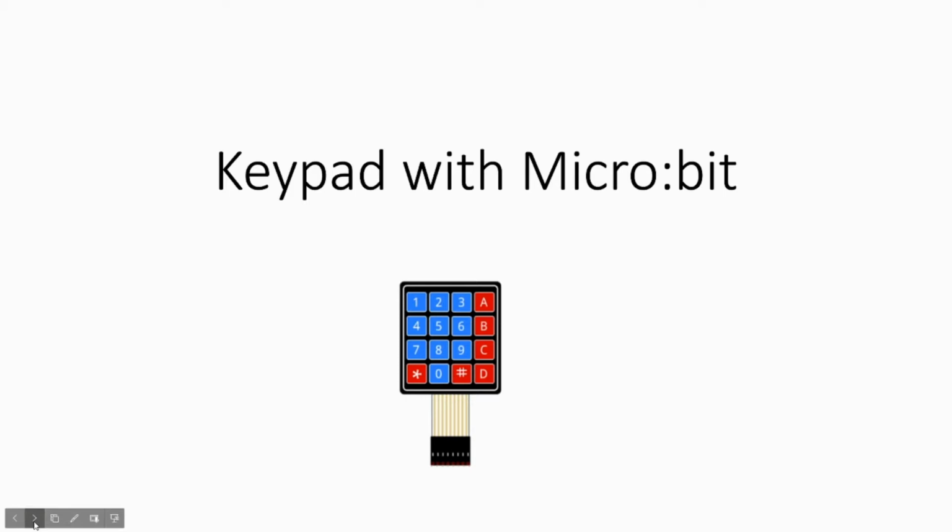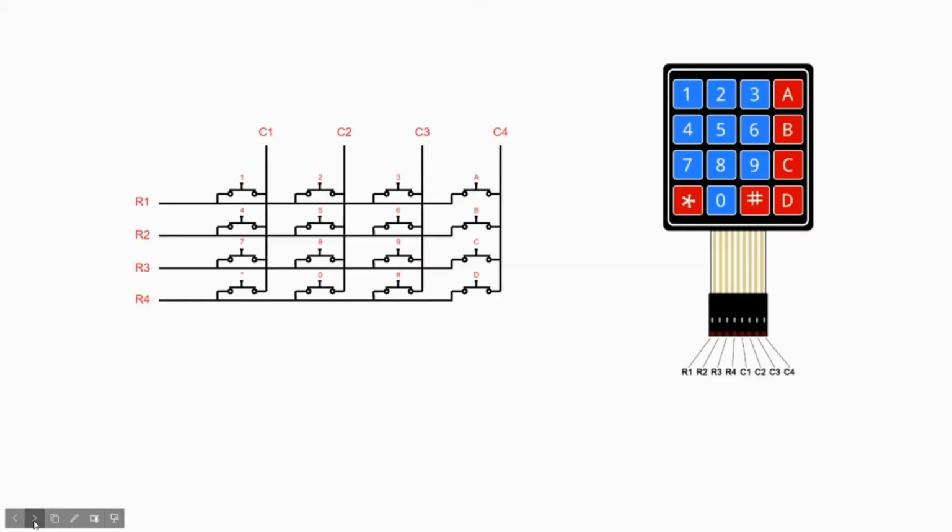If we need more buttons in a project, such as a project that needs the 16-button keypad, how can we connect it to microbit? The keypad is nothing more than buttons arranged in a matrix fashion, or a table with rows and columns, as the picture shows. There are 4 rows and 4 columns to form 16 buttons.